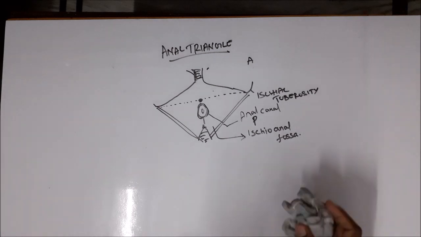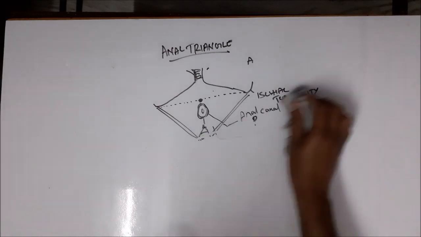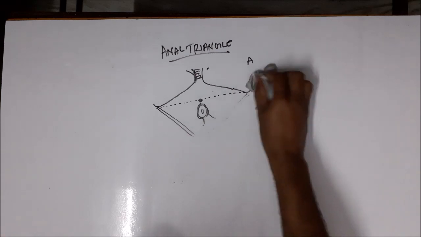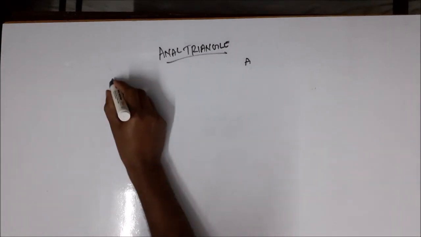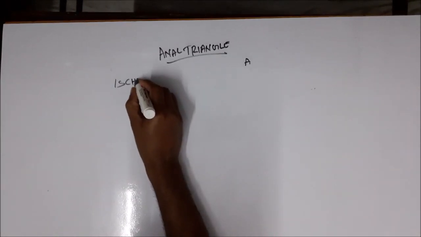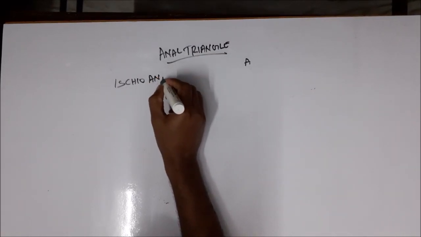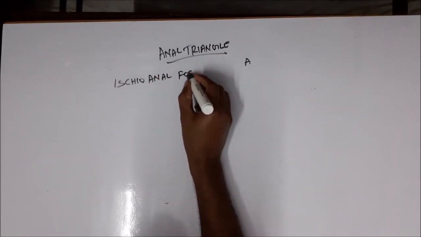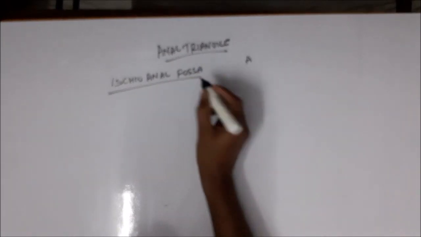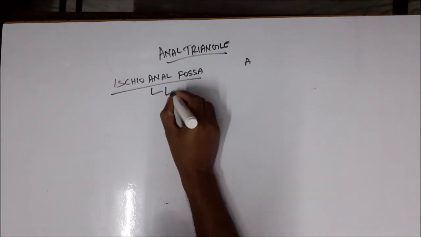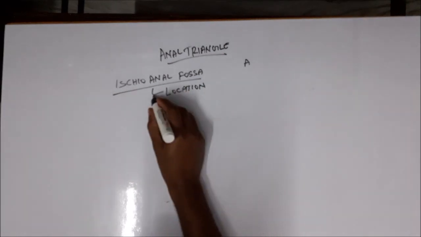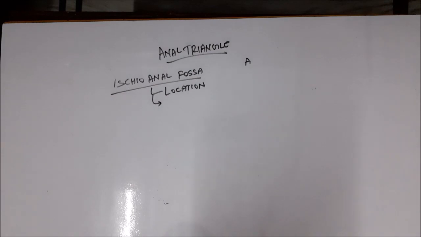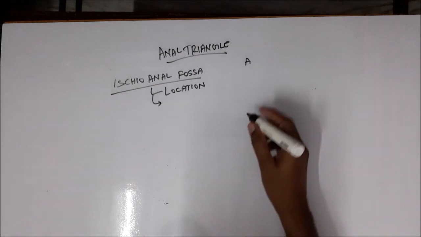So this Ischioanal Fossa you can see under different headings. So today the subtopic is the Ischioanal Fossa. Where is it located? This is located on either side of the anal canal, and it's present between the anal canal and the ischial tuberosity. So how many are there?